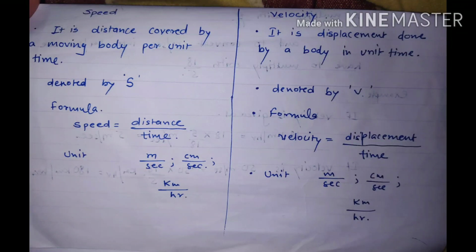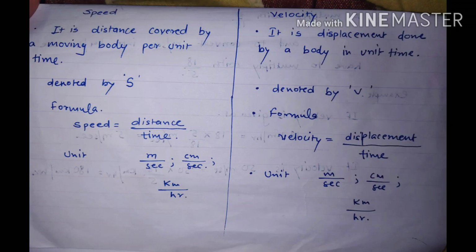The definition for speed is the distance covered in unit time, meaning distance covered by a body in unit time. And the definition for velocity is the displacement covered by a body in unit time. The units can be found by using the formula, distance upon time. Therefore, the unit for distance is meter and the unit for time is second, so the units for speed and velocity are meter per second, centimeter per second, or, if the unit for distance is kilometer and the unit for time is hour, then kilometer per hour.